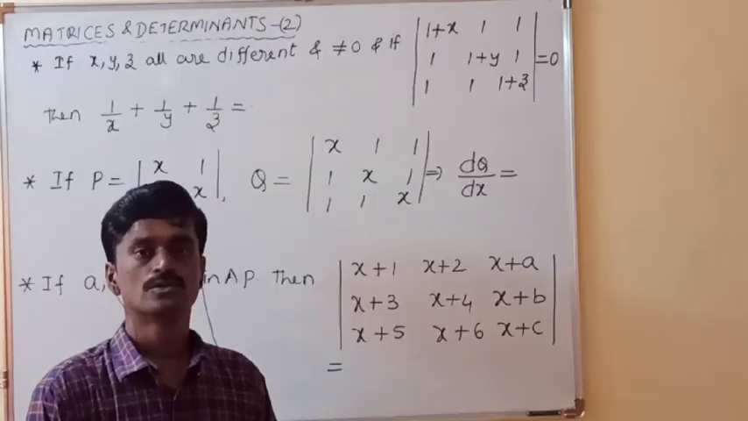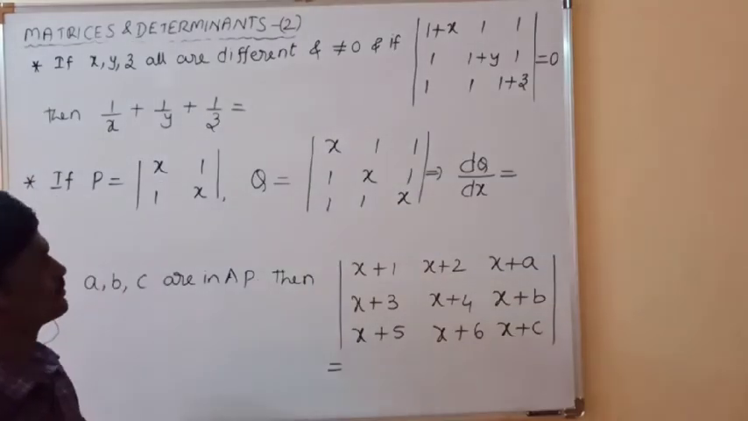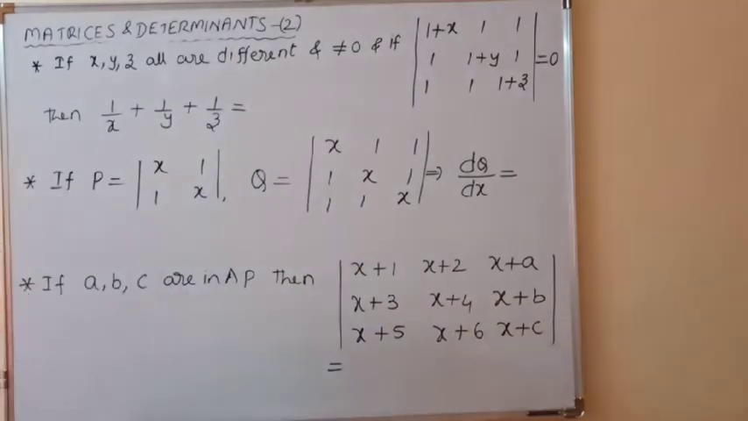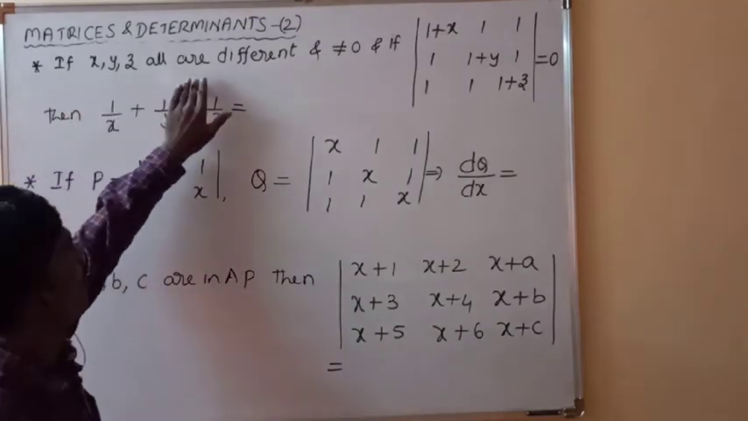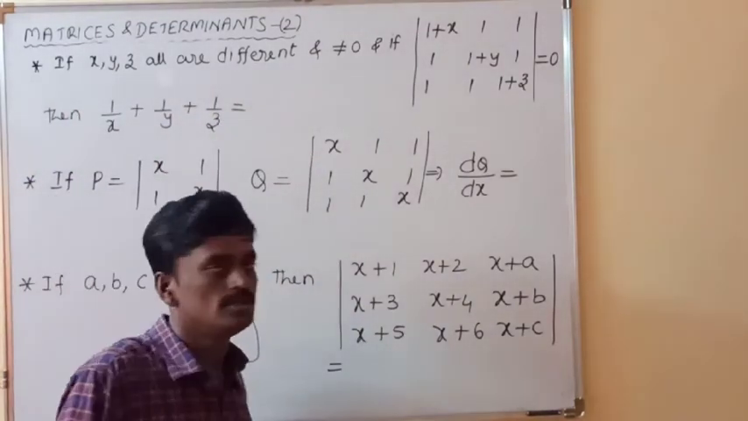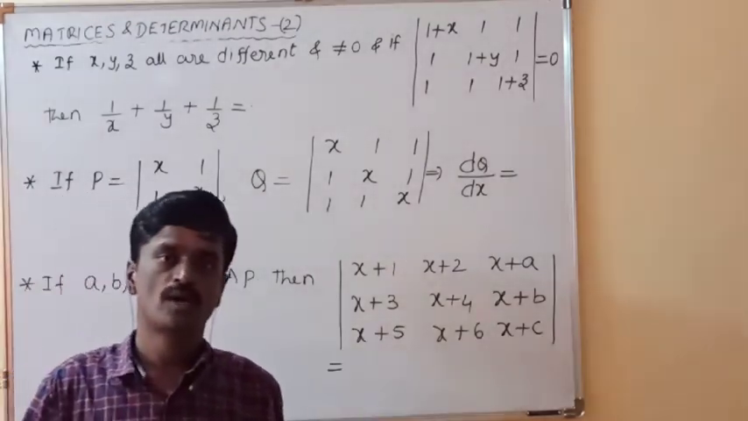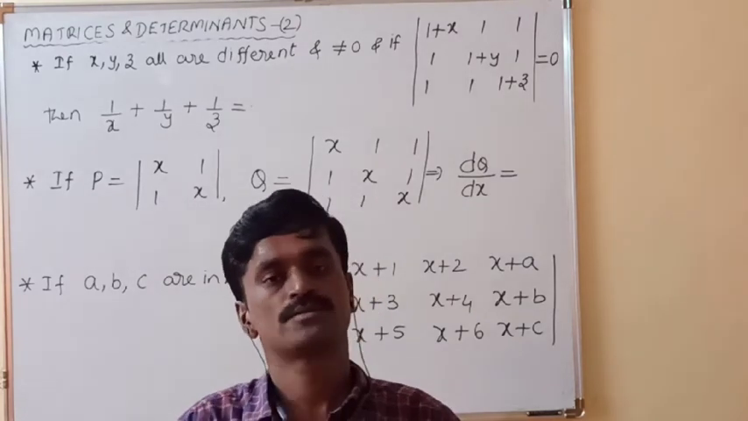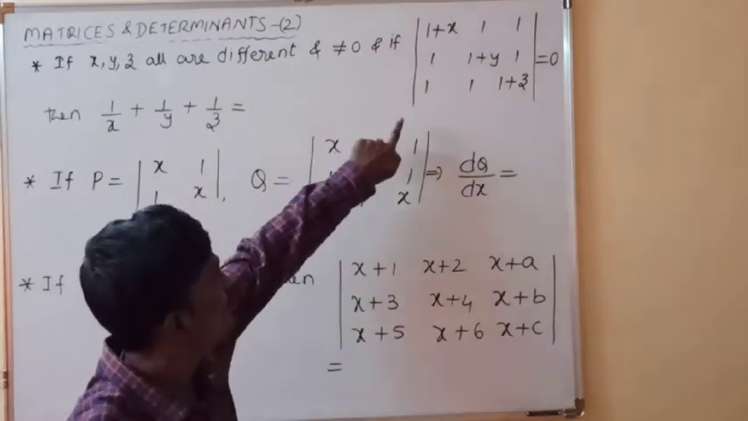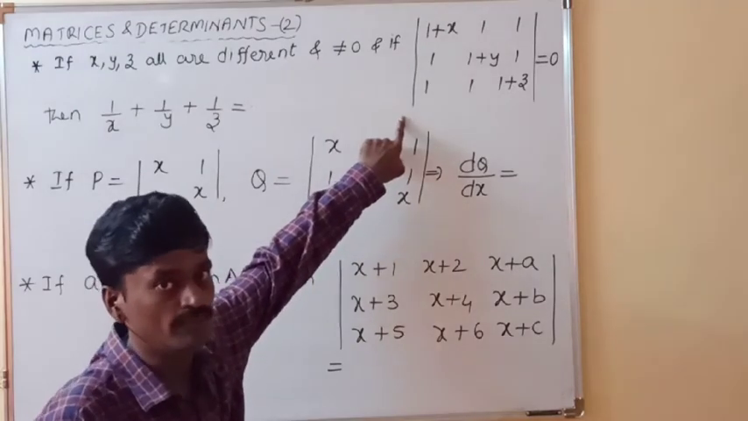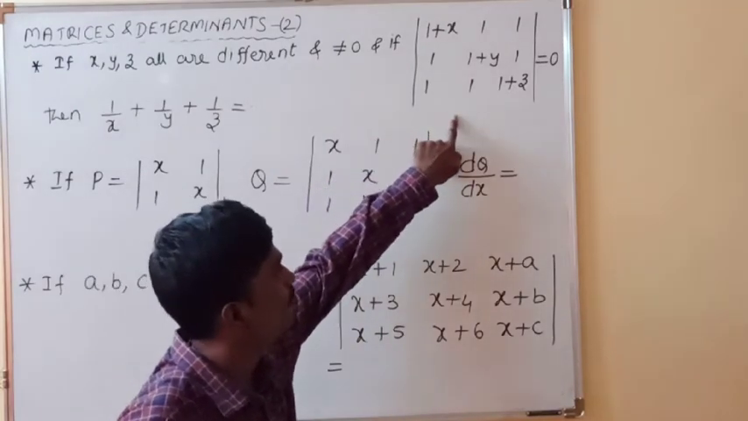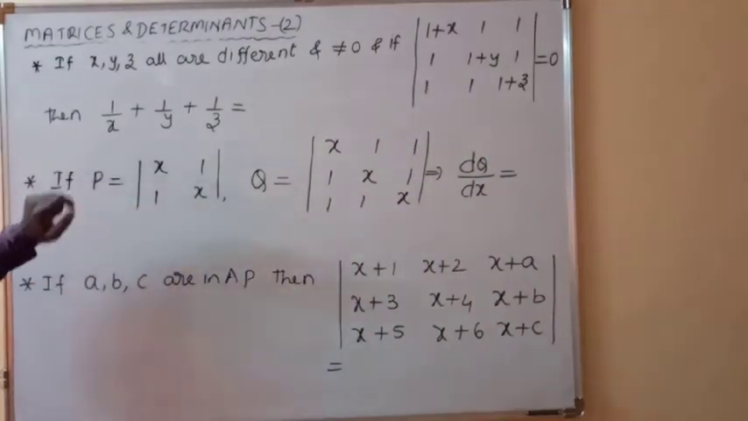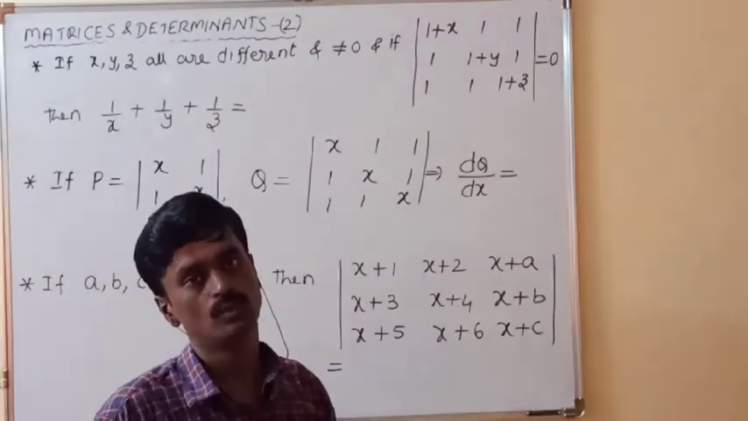Okay. So look at the next set of 3 problems. So the first and the last problems are PUC problems only. See, first problem, what is here? If x, y, z all are different and not equal to 0, that means x not equal to y, y not equal to z, x not equal to z, and all three numbers are different from 0. And this is the given condition. What is the given condition? Determinant of this is equal to 0. Then what is 1 by x plus 1 by y plus 1 by z value?